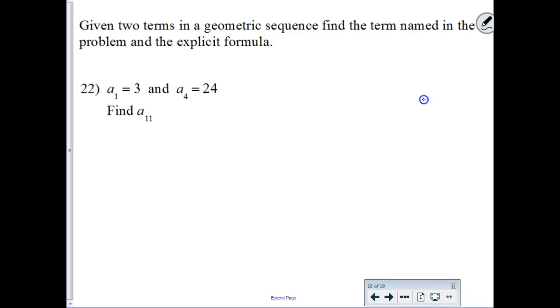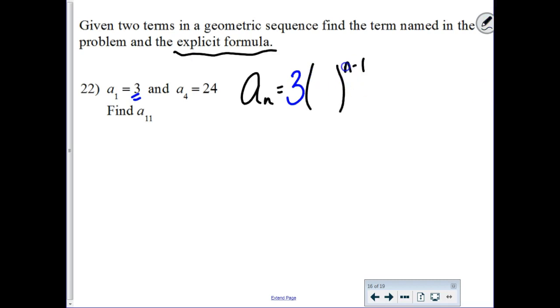All right, so these last few are a little tricky. This is the trickiest it gets, though, so if you can handle this, then you're fine. They went ahead and gave me the first term. They gave me the 4th term, and then they want me to find a random term, the 11th term. It does say write the explicit formula, so maybe that's my first goal. Good news, they gave me one of the parts I need. They said the first term is 3. The thing they didn't tell me is the common ratio.